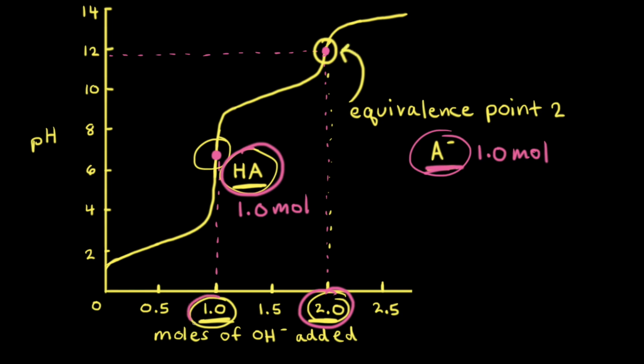So equivalence point 1 occurs after adding 1 mole of hydroxide anions, and we can see the pH by going over to the y-axis. Equivalence point 2 occurs after we've added a total of 2 moles of hydroxide anions. Let's go back to our first equivalence point where we had 1 mole of HA. At that point, we've already added 1 mole of hydroxide anions, so if we add another 0.5 moles to give a total of 1.5 moles, we would neutralize half of the HA and turn half of it into A-. Therefore, we have another half equivalence point after 1.5 moles of hydroxide anions have been added.